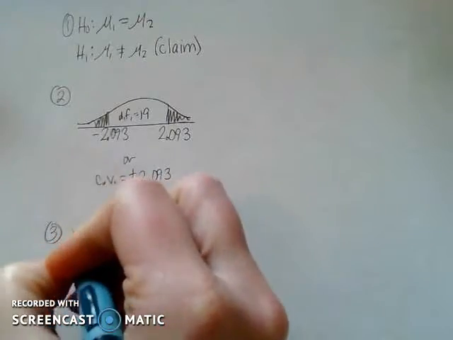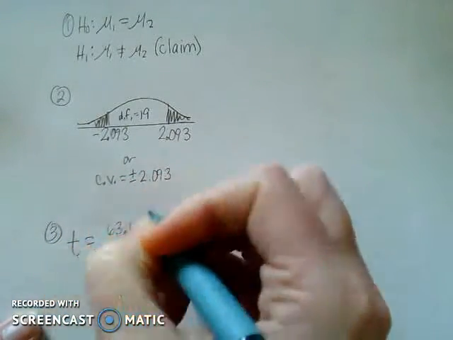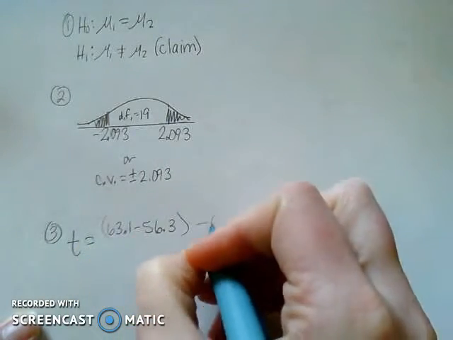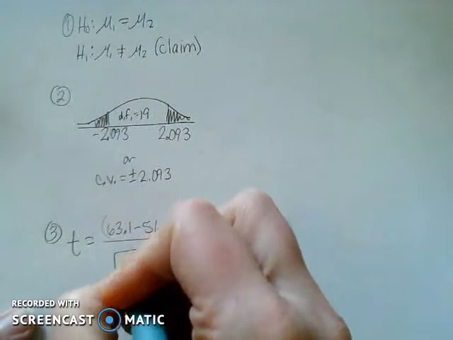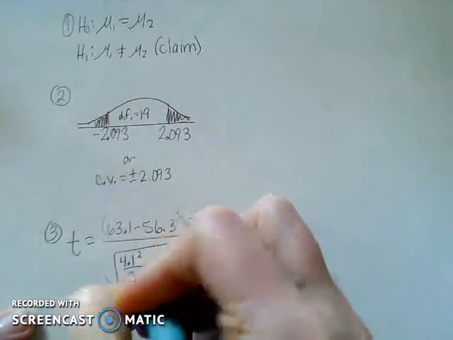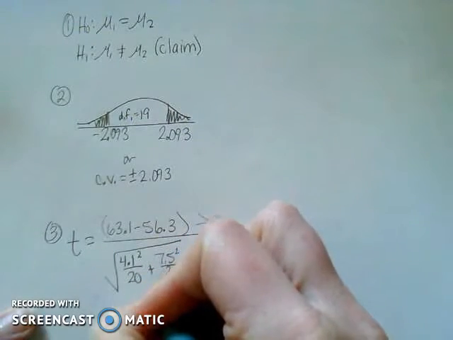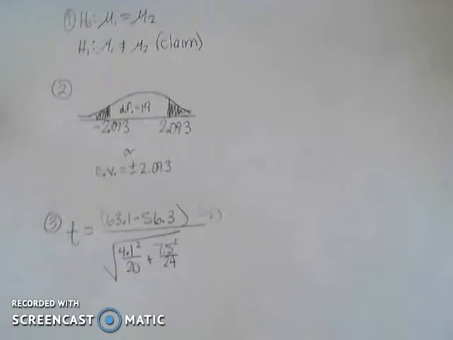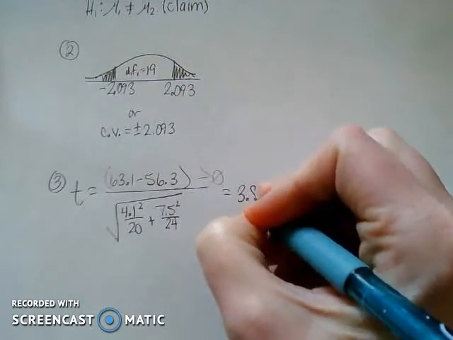Step 3, t-score. So t equals 63.1 minus 56.3. Again, technically minus 0, but we don't need to do that. Over the square root of 4.1 squared over 20 plus 7.5 squared over 24. So type that all in. We should get 3.81.